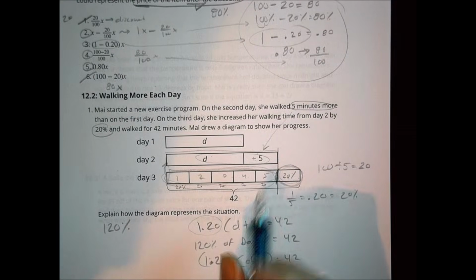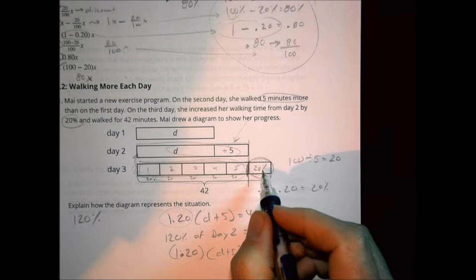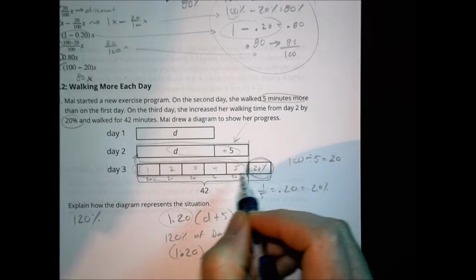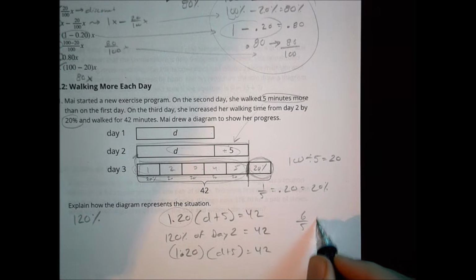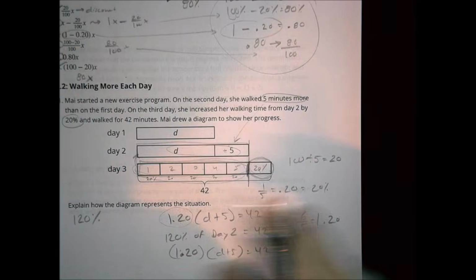Some people might say, well, that's not quite it, because when I look at this, it's actually 6 out of 5, right? This is 100% is here. I have 6 out of 5. Well, 6/5 is the same as 1.20. So there's not a major difference there. Just depends if you want to use fractions or decimals.